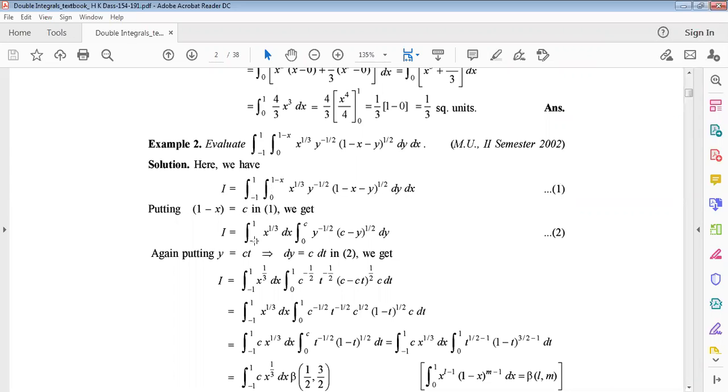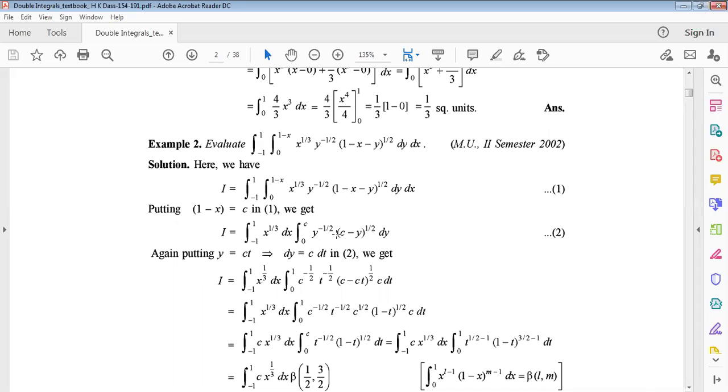That means minus 1 to 1, the first integral limits, x to the power 1 by 3 dx. 0 to c, because 1 minus x equals c. Separating, this is the dx part and this is the dy part. We can separate the x integral and y integral. Now 0 to c for y to the power minus half, then c minus y to the power half dy.